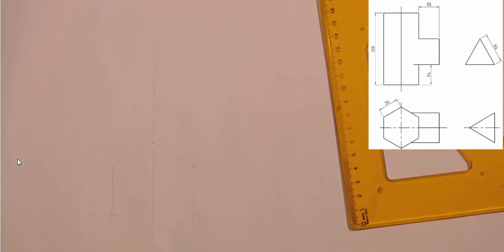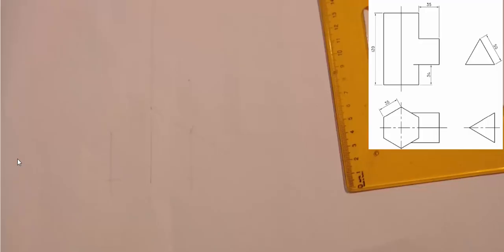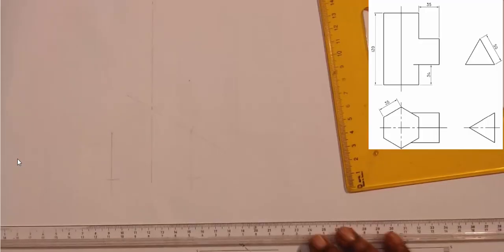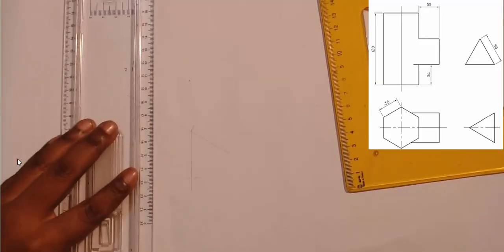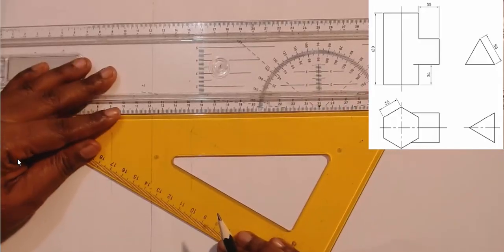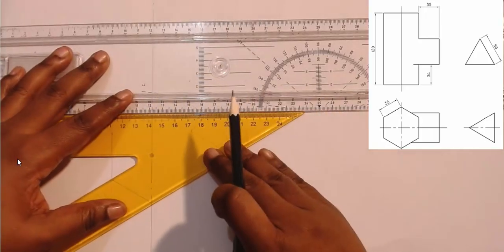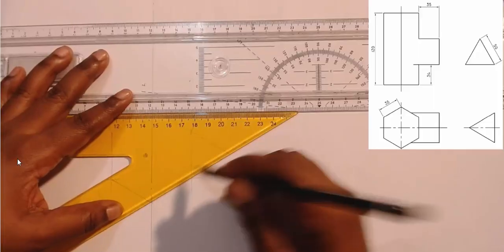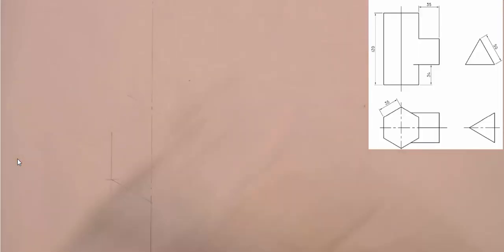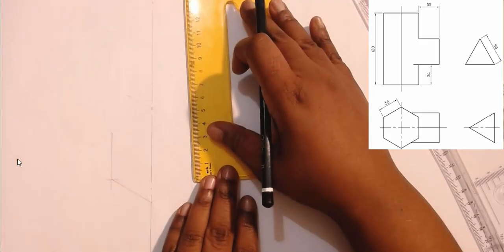Let me just take my drawing board upwards. And then from there just extend my center line. Then from there I'm going to use the 30 degree circle to finish off. Now let's measure. Is all the sides 35? Yes, 35 there, 35 there.